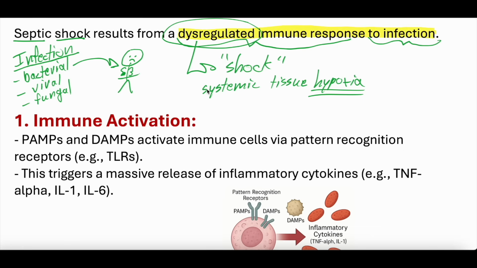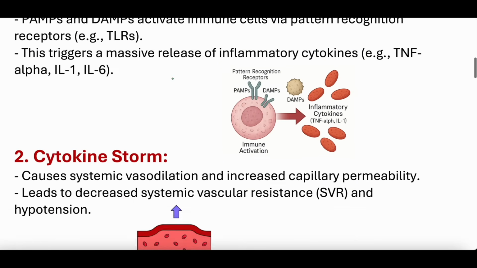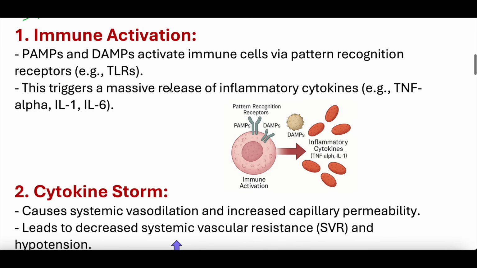So you have an infection, it causes this dysregulated immune response that then can lead to shock. But let's break that down farther. Let's start with immune activation. So when we think about immune activation, as we said, you have an invading infection, and that causes these things called PAMPs and DAMPs. PAMPs are pathogen-associated molecular patterns, and these are on cells.